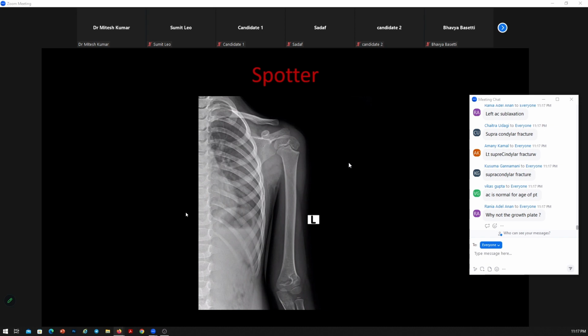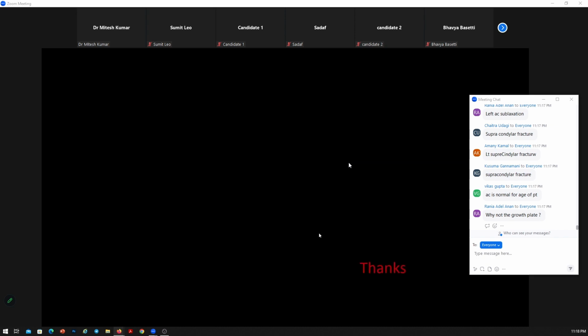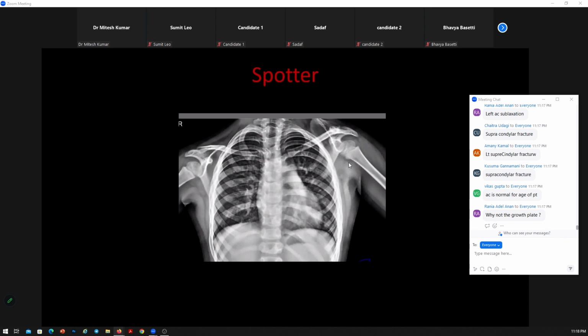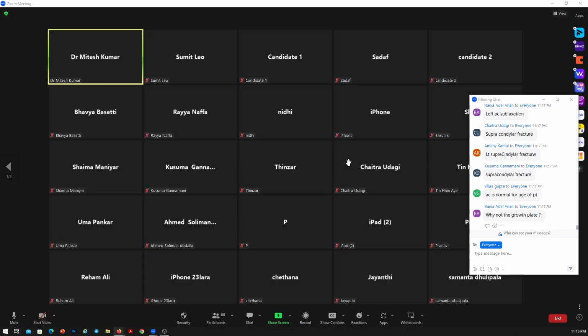That could be normal, as Dr. Vikas Gupta also suggested. So I kind of agree. Maybe we'll discuss this with a pediatric radiologist and get back to the candidates. But the supracondylar fracture is definitely there. Very good. Now we'll go. 1 minute. I'll stop sharing my screen.